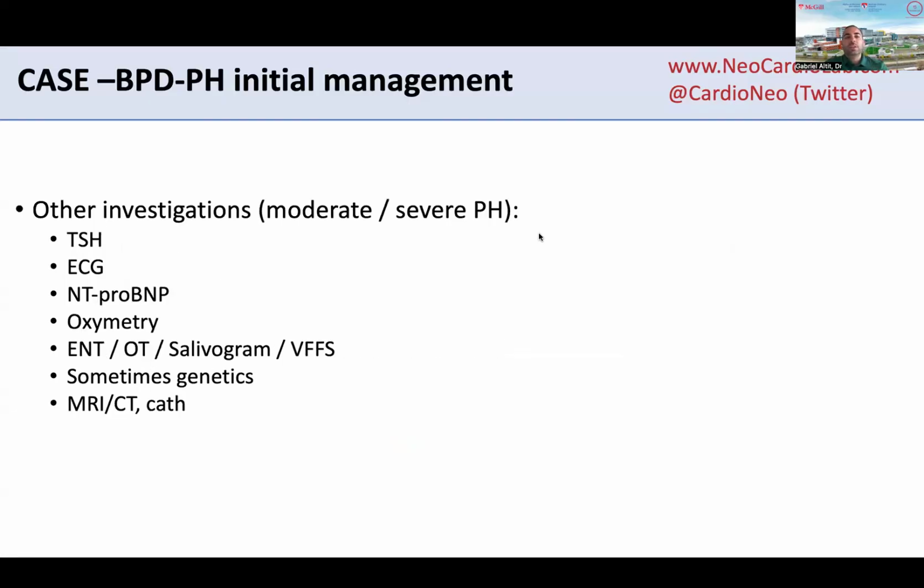Other investigations, we do consider them in some of the moderate to severe cases, especially if they behave a bit unusually. We will consider sending a TSH repeat, doing a baseline ECG, NT-proBNPs. We might involve respirology to do an overnight oximetry in these patients to make sure they don't have micro desaturations. We'll often have ENT and OT involved for feeding patterns, especially if they're starting to feed orally. Sometimes we'll involve genetics if they behave a bit out of the usual. And then we'll often have MRI and CT to evaluate the pulmonary veins, as well as a cath if we get to severe profiles.